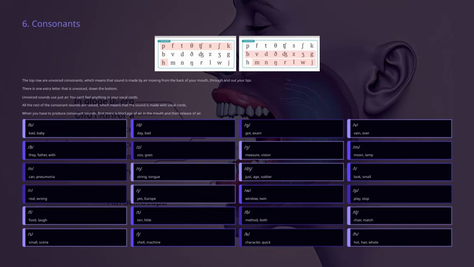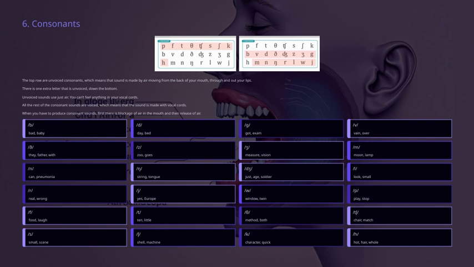Now let's talk about consonants. The top row of consonants are unvoiced, which means that the sound is produced by air moving from the back of your mouth, through and out your lips. There's also one extra unvoiced letter at the bottom. Remember, unvoiced sounds only use air. You don't feel any vibration in your vocal cords when you make these sounds. Most of the other consonants are voiced, meaning they are made with the vibration of your vocal cords.